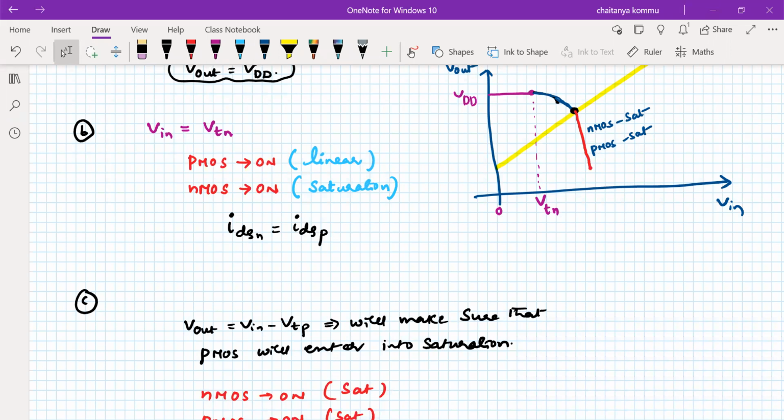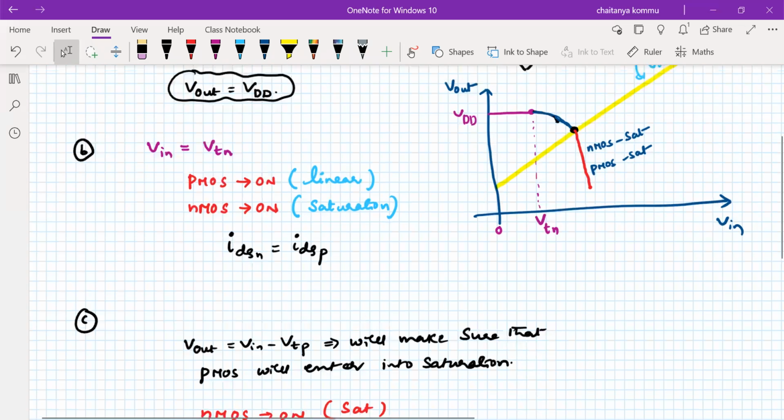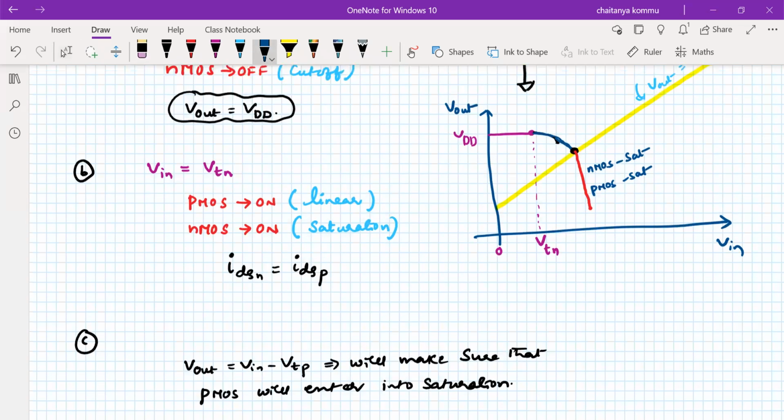Now, as we know, NMOS and PMOS have just entered into the saturation region. But NMOS is available for two regions. Here also NMOS is in saturation only. So that means NMOS will enter into another region. At what input voltage will the NMOS enter into another region? That's what we have to find.